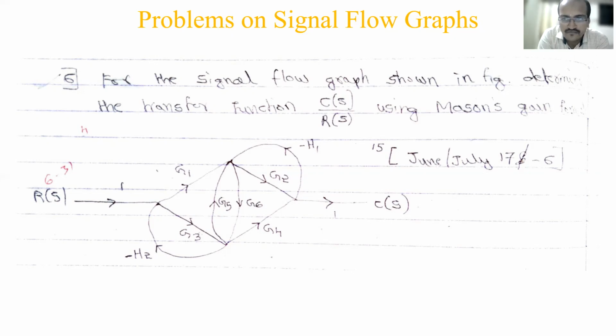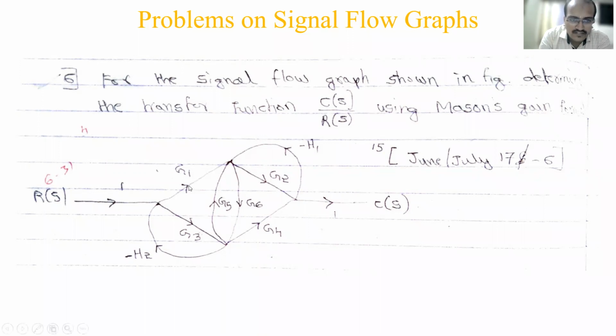For the signal flow graph shown in figure, determine the transfer function C of S by R of S using Mason-Gain formula. As I told you, first thing you have to identify the number of paths from R of S to C of S. How many paths are there? Identify that first, and then find out how many loops are there. Try out, I will give 30 seconds. Quickly look at the figure.